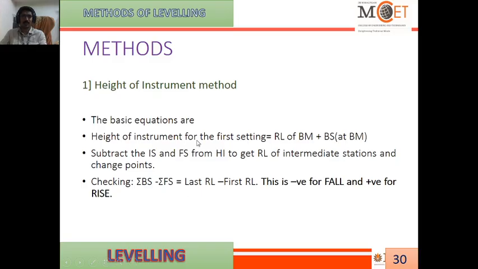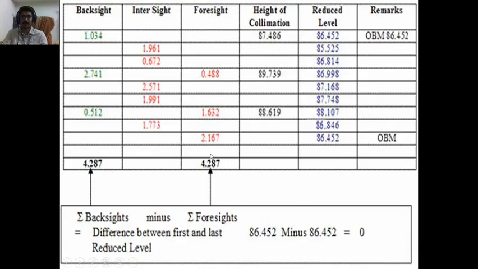Then you have to check whether we have done it rightly. Sum of backsight minus sum of foresight must be equal to the last RL minus the first RL. If the result is negative, the terrain is in fall. If it is positive, it is in rise, right? See the tabulation. These three columns we have filled based on the given data.